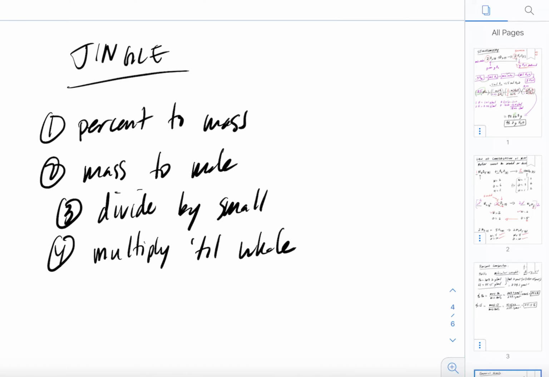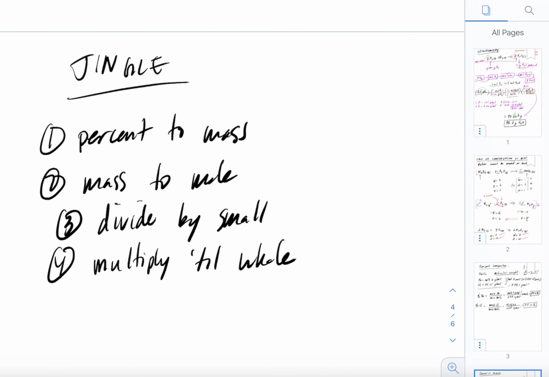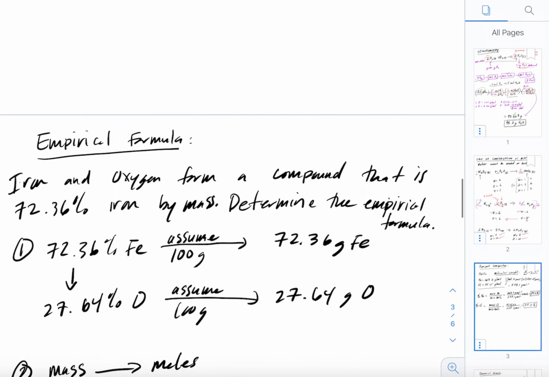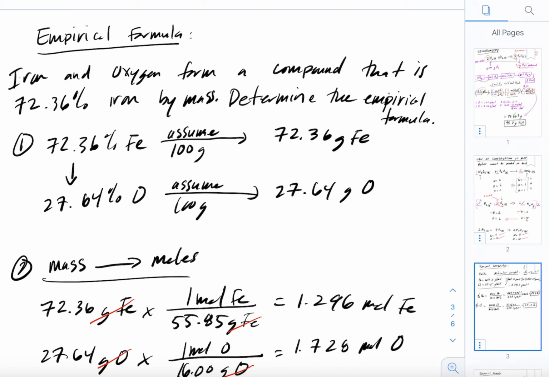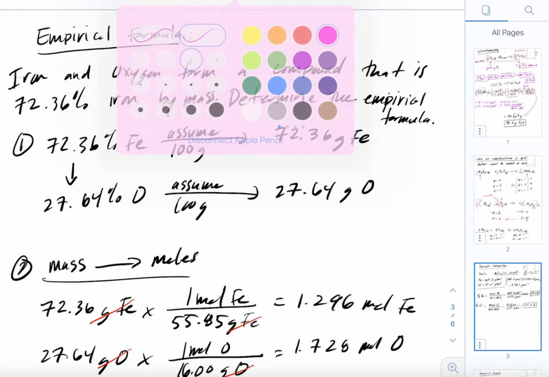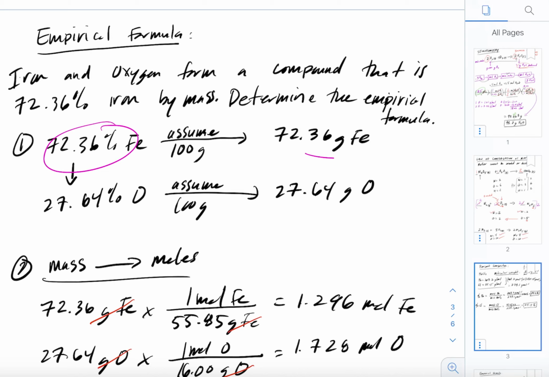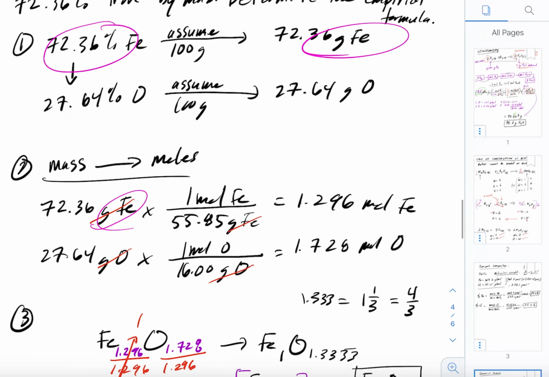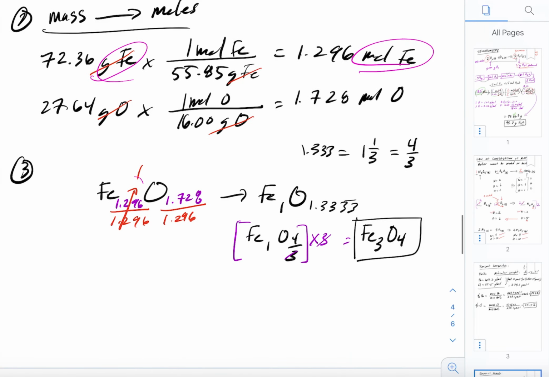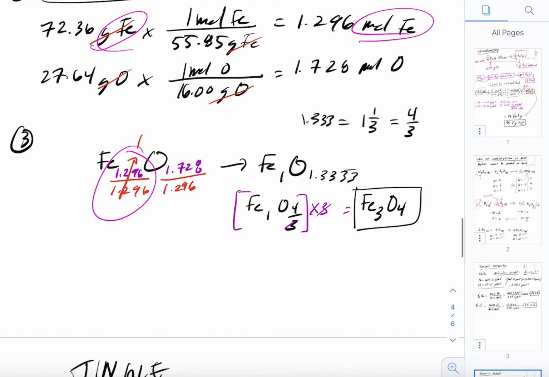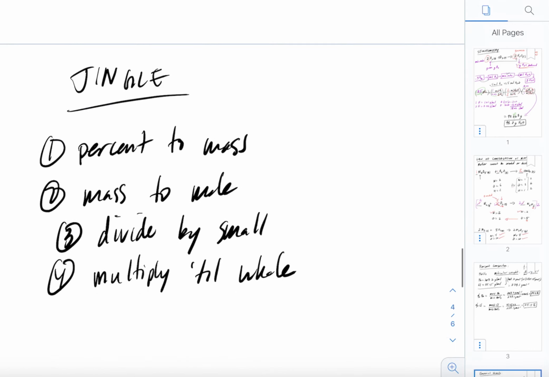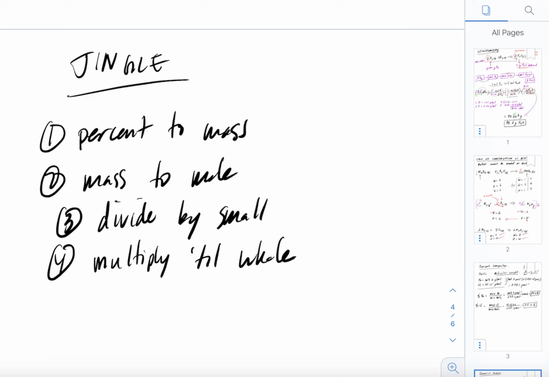So those are the 4 steps. That's how you figure out the empirical formula. Not too hard, but it is a good amount of steps. So you definitely want to run through that a couple times. You'll notice here that I'm going through the jingle, showing you the different steps, and that goes in that order. So there we go. Hope you enjoyed it.